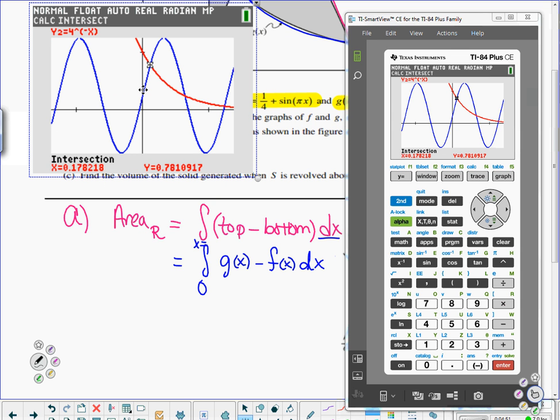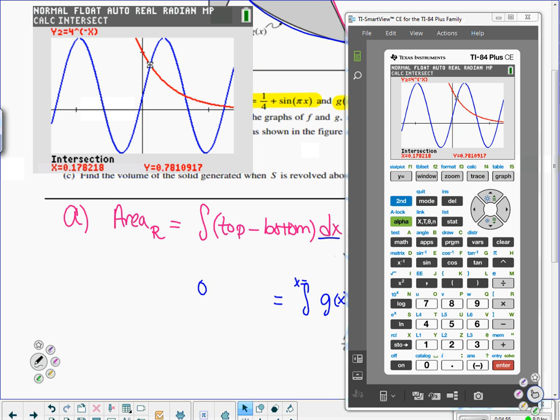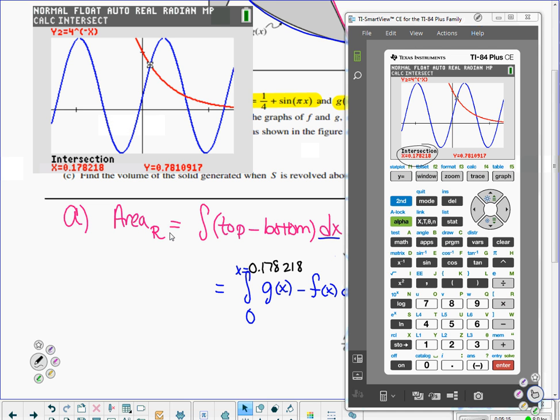And there is my intersection. So my integral here, oh good, swing this down. My integral is going to go to 0.178218. I need quite a few decimal places if I'm going to have an accurate answer out to 3 decimals when I'm done. I'm also going to take and store that value in my calculator.